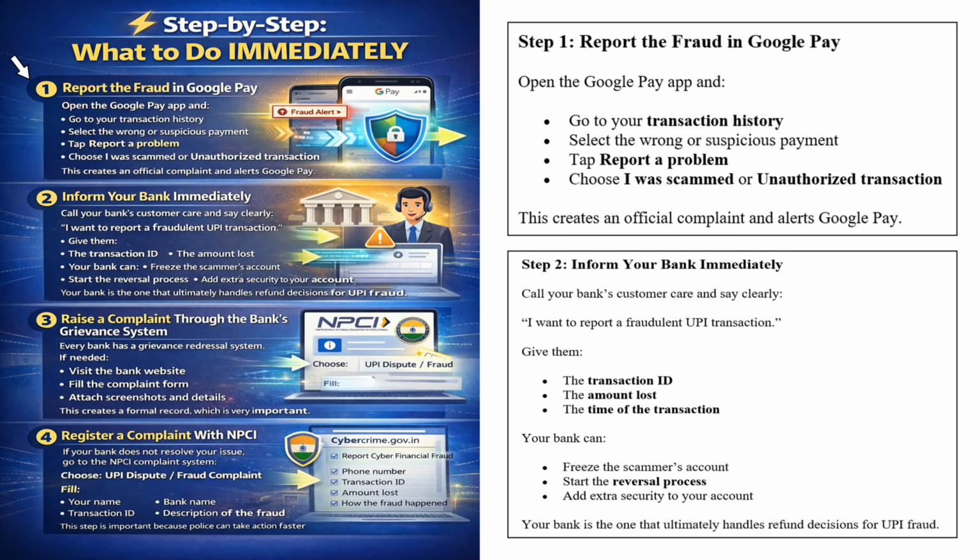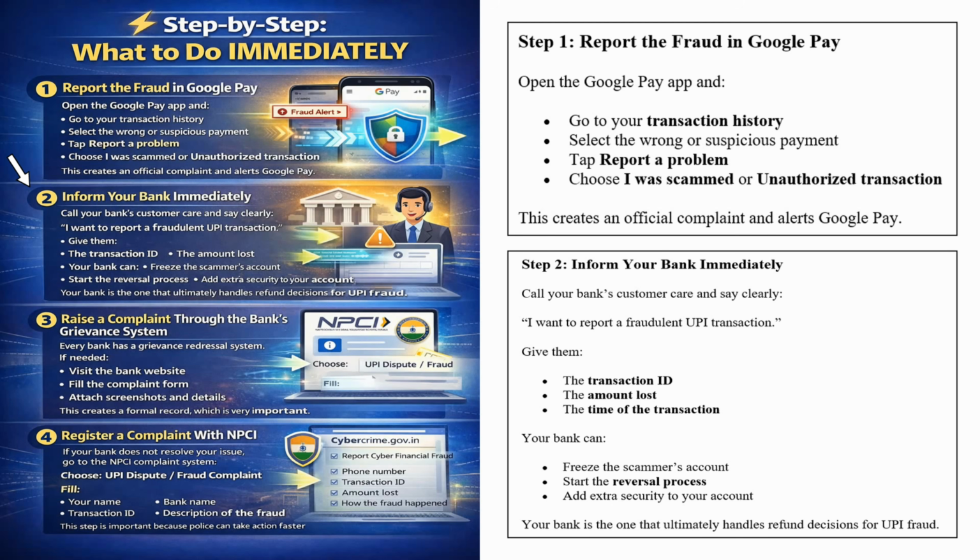Step 1 is report the fraud in Google Pay. Open the Google Pay app and go to transaction history. Select the wrong or suspicious payment. Tap report a problem. Then choose I was scammed or unauthorized transaction. This creates an official complaint and alerts Google Pay.